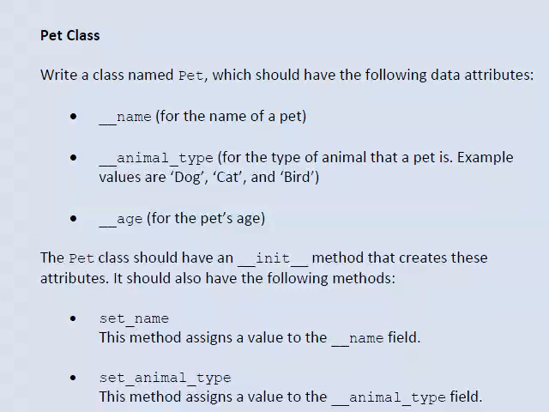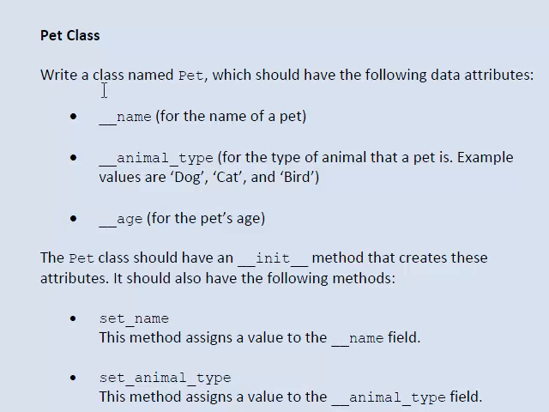In this video, we're going to look at the pet class programming problem. This is a programming problem where you will write the code for a class, and then you'll write a program that creates an instance of that class, and it demonstrates how the attributes and various methods work.